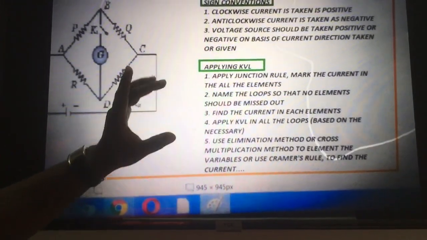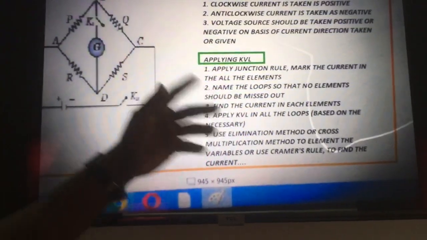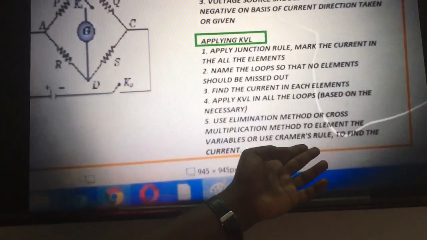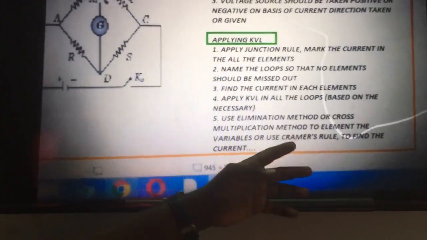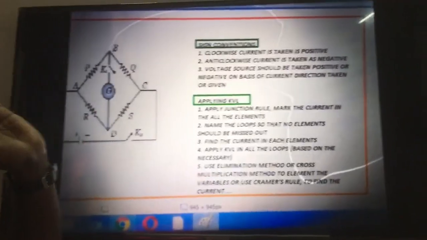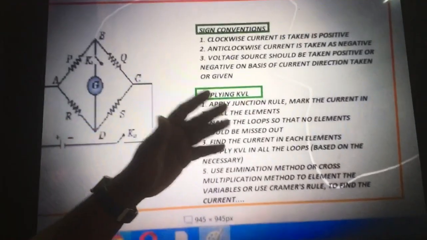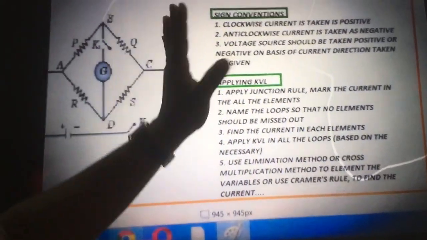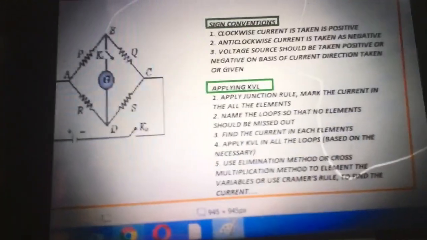Apply KVL. You studied this in 10th standard. Use the elimination method or cross multiplication method and solve it. Or if you are studying Cramer's rule in 12th standard, you can use that. This could be used for CBSE, state board or any other, even for your NEET exam. Our target is the average student.